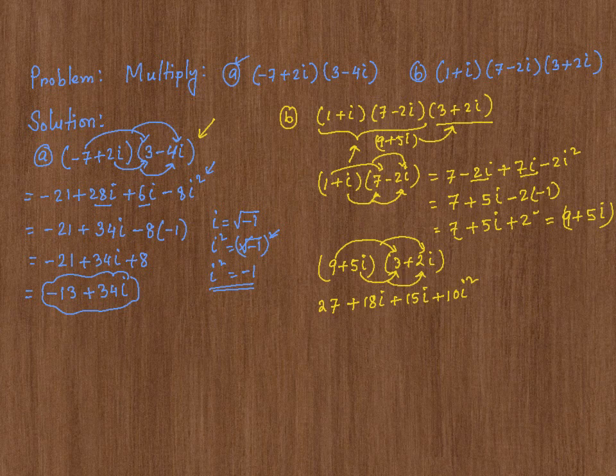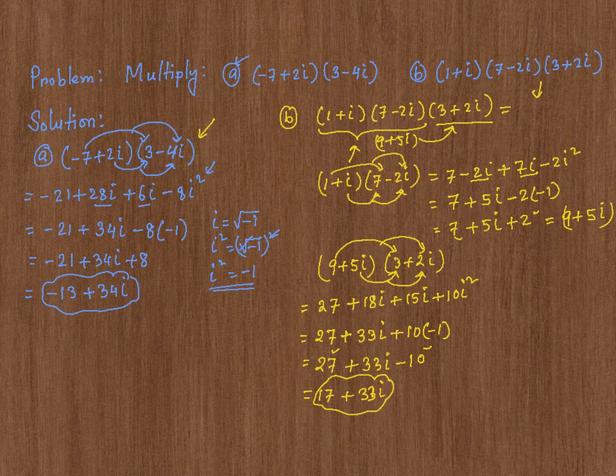Now we are going to simplify it as we have been doing. So this is going to be equal to 27, 15i plus 18i is 33i, plus 10 times i squared, but i squared is negative 1. So it's going to be 27 plus 33i minus 10, which is, by the way, 17 plus 33i. Negative 10 plus 27 is 17. So that should be your answer for part B, which is equal to 17 plus 33i.